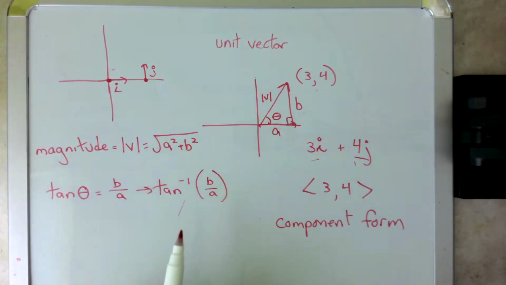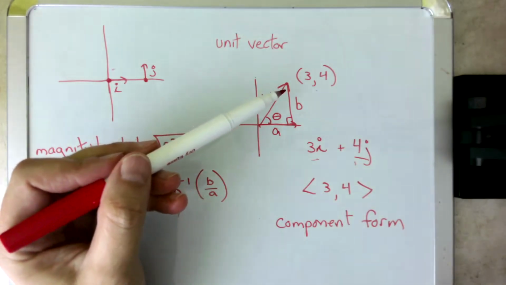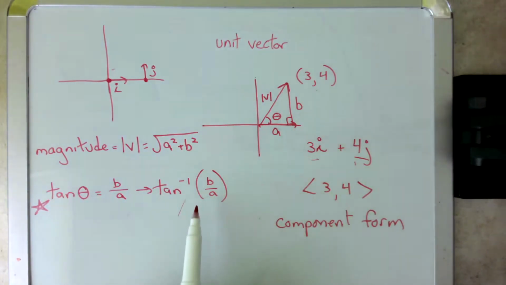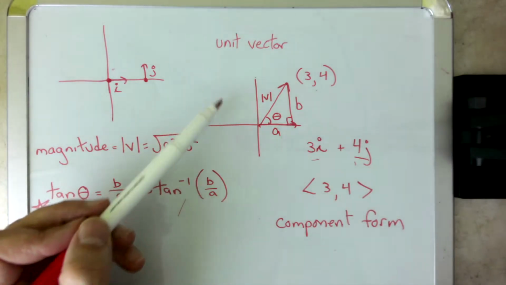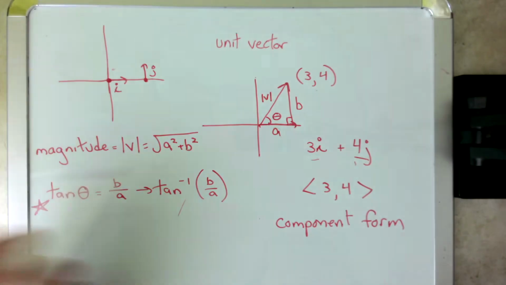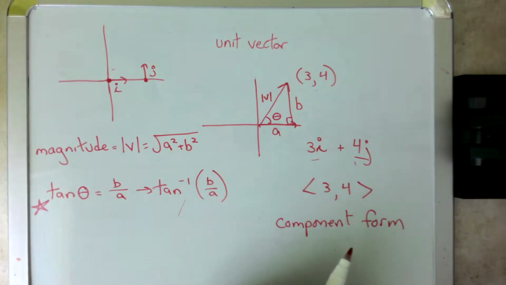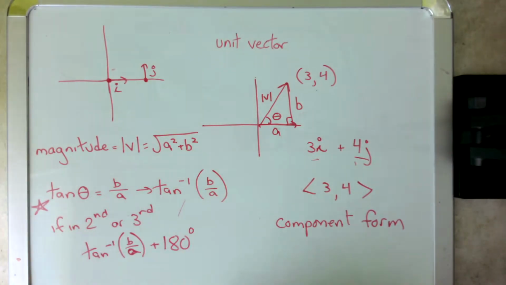Now, there's a little trick to remember here. Inverse tan is only given from -90 to 90 degrees. So if your vector is in the first or the fourth quadrants, you're good. That's what this is going to output. However, if your vector is in the second or the third quadrants, you're not going to get the right answer. You're going to get the answer in the first or the fourth quadrant. And so the way to convert is to take this answer and add 180 degrees.